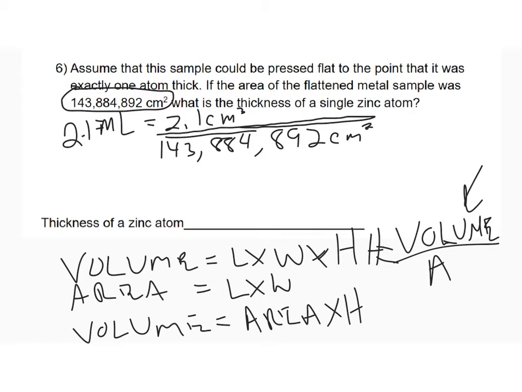So now I have cubic centimeters in my numerator. I have square centimeters in the denominator. That means 2 of the 3 centimeters in my cubic centimeters cancel out. So I'm left with the unit that is centimeters. Now when you do this in your calculator, 2.1 divided by 143,884,892, you get 0.00000014595 centimeters.